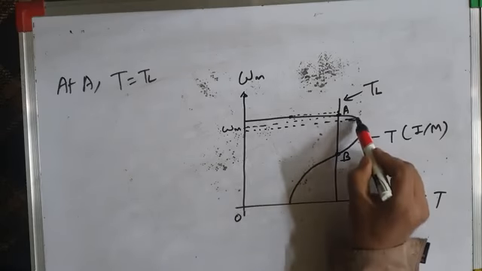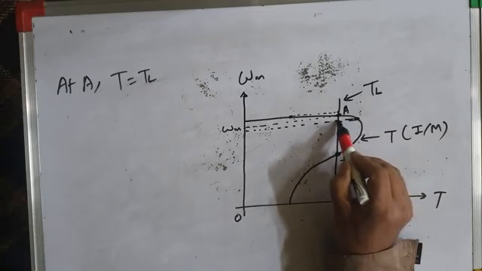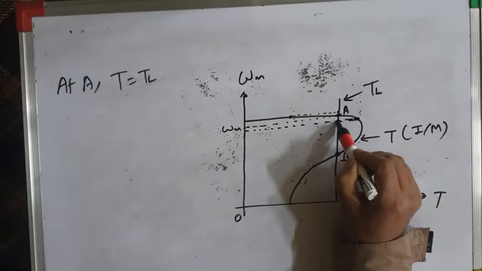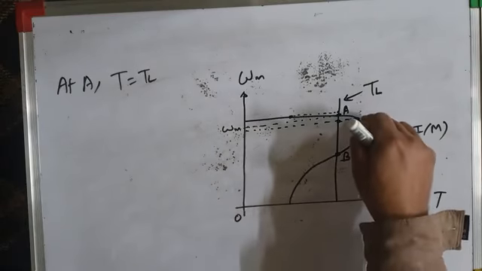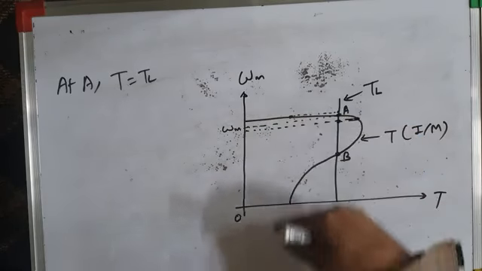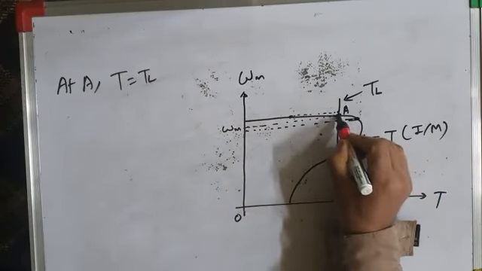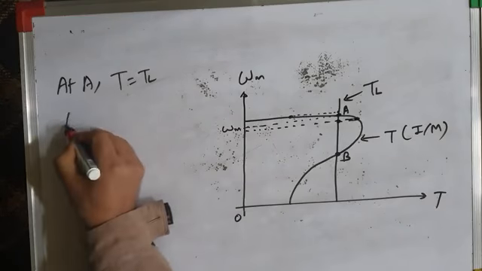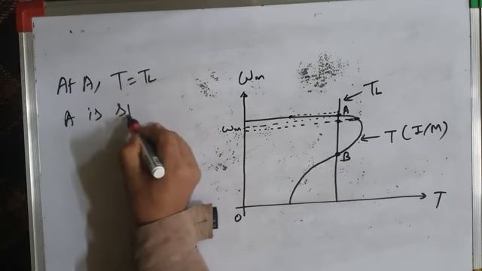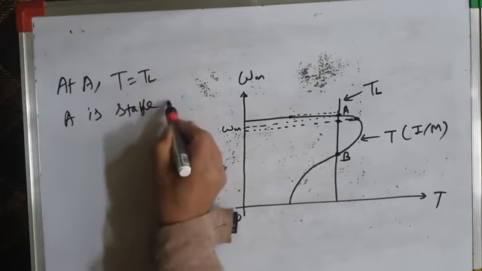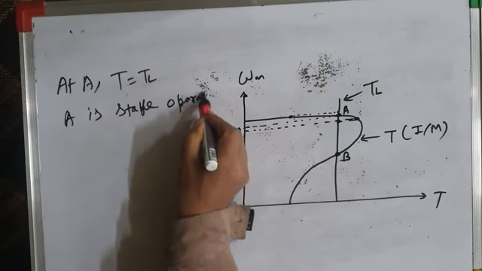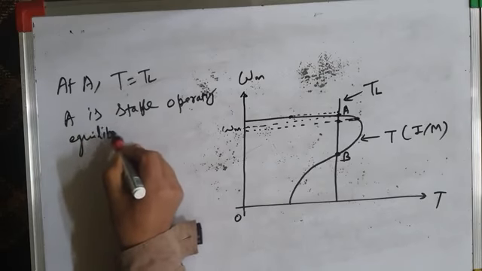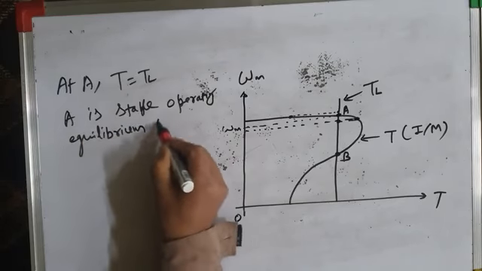When there is the decrement in the speed, now new motor torque is this and new load torque is this. Now we can see motor torque is greater than load torque. Since the drive had slowed down and now motor torque is greater than load torque, it will accelerate, it will speed up the drive and the drive will come back to its original operating point A. So therefore A is a stable operating equilibrium point, or we can say A is the stable operating point.